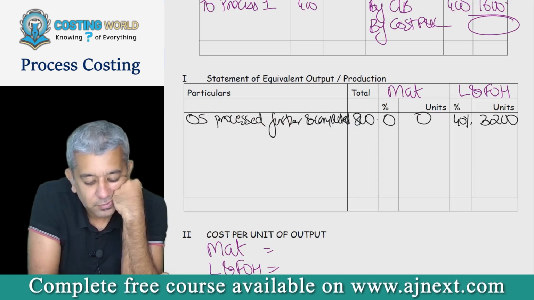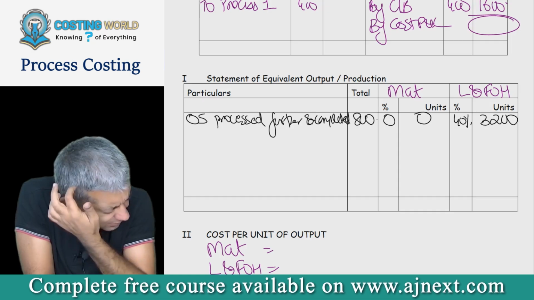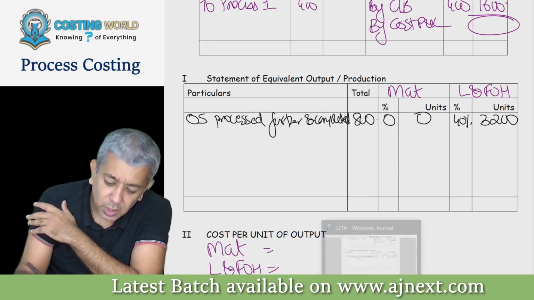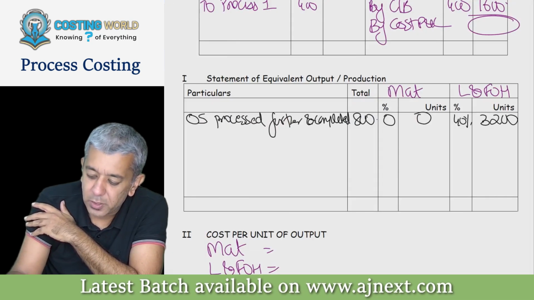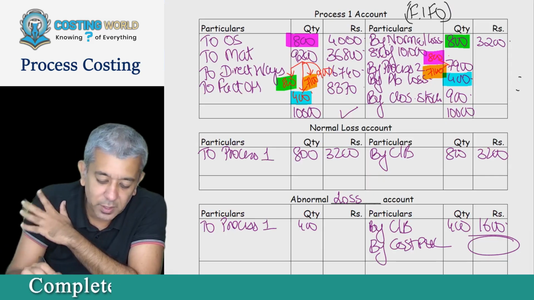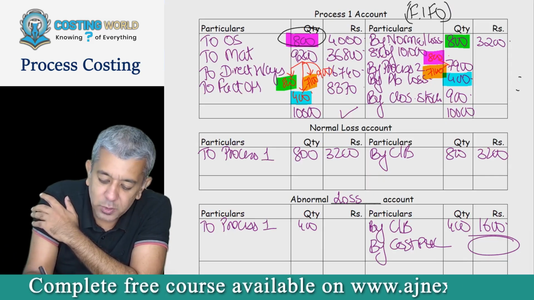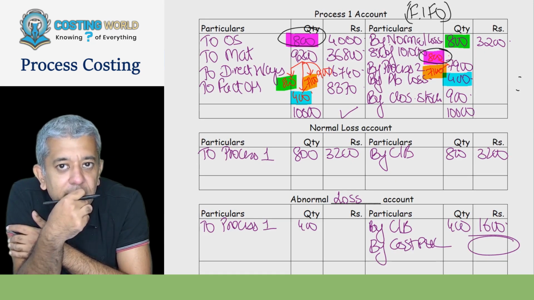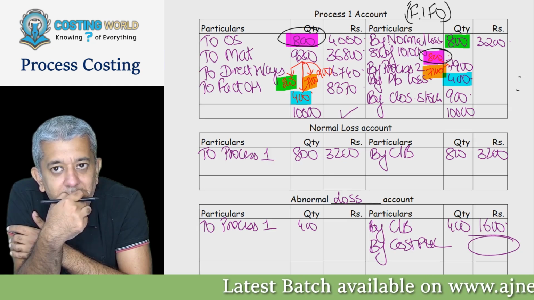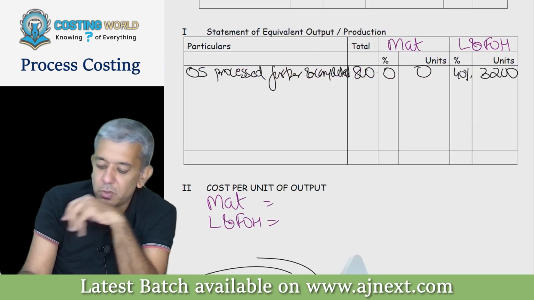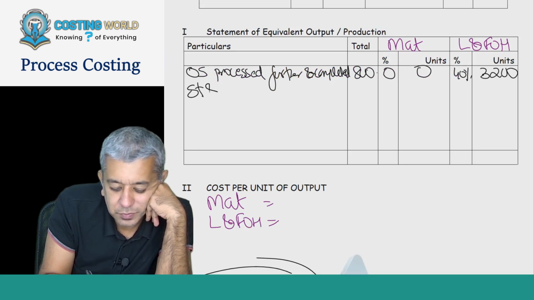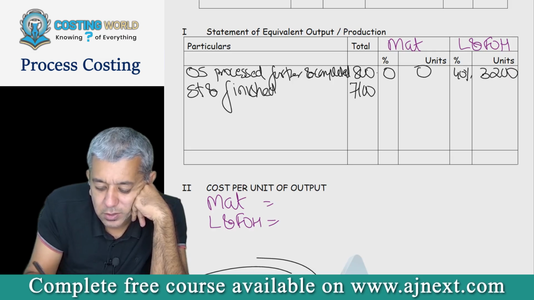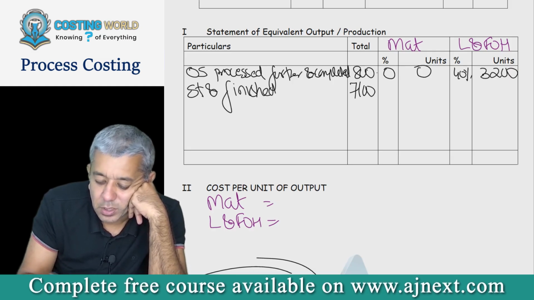This is all done. So my 800 units part is over. I'm looking at my account; this pink part is over right now. Tell me one thing. What was the second thing that happened? Started and finished. So write down over here, started and finished, 7,100. This stage of completion is never mentioned in any book.